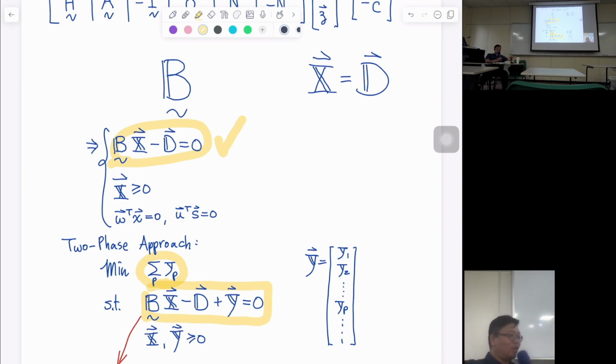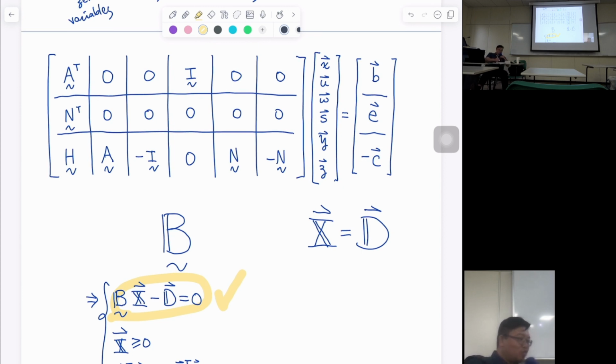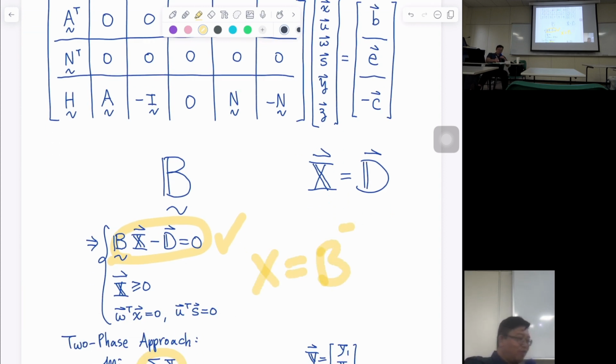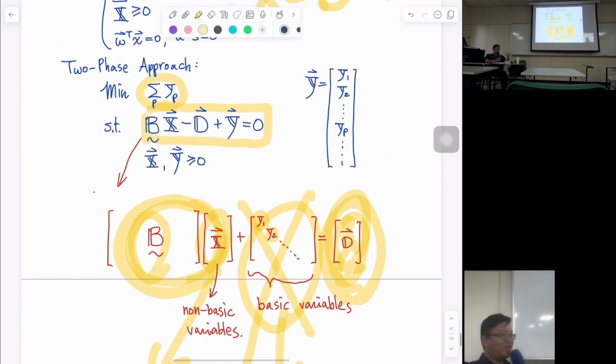And you may be concerned, hey, can we just do this? X equals B inverse D. Can we do this? Obviously not, because B is not a square matrix. So if you try to solve this by least square approximation, you may end up with some solution that is not exactly matching this equation. That means that solution is not exactly the optimal. So least square approximation doesn't help you. But this way could be helping.